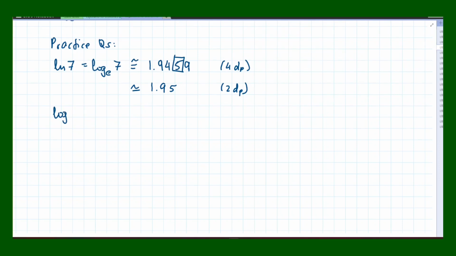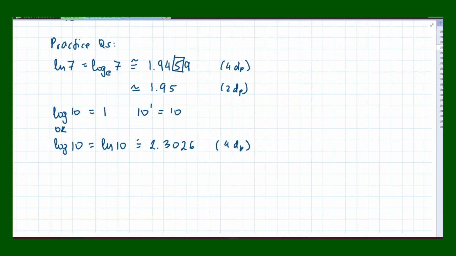Next one, log 10. What is that equal to? Well, it's either equal to 1, because 10 raised to the first is going to be equal to 10, or if we assume that log is the e-based logarithm, so this would be ln of 10, then again we just have to pick up the calculator. ln, then put 10, close the bracket, equal to, in this case, 2.3026. Again, I'm rounding to 4 decimal places, so don't forget the squiggly line. And again, I could write it to 2 decimal places, and that would be 2.30 to 2 decimal places.